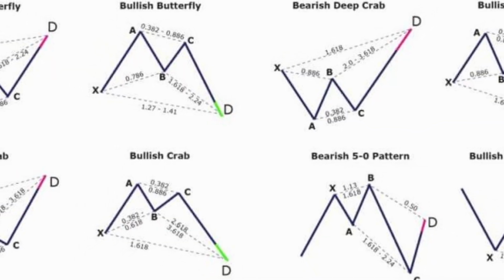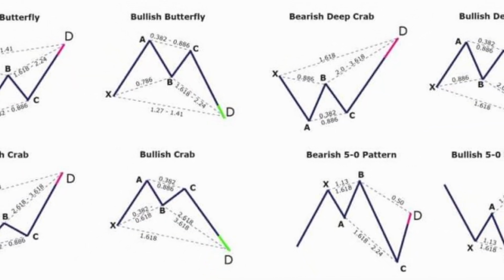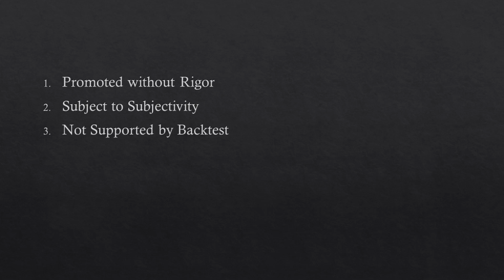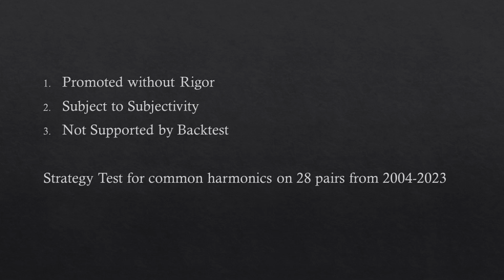Let's get into the reasons why harmonic patterns don't work. First, they are often promoted without rigor. 2, they are subject to subjectivity. And 3, they are not supported by backtest. Stick around to the end of the video. I'll be showing you a strategy backtest for common harmonic patterns on 28 pairs from 2004 to 2023.